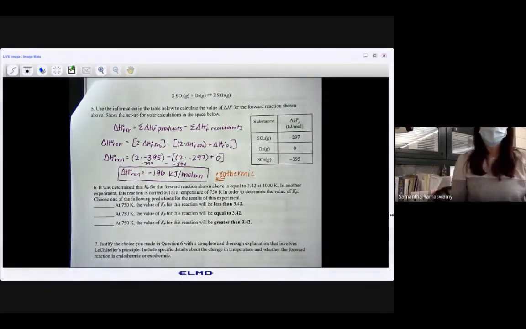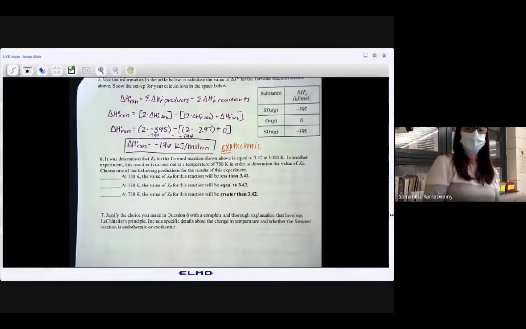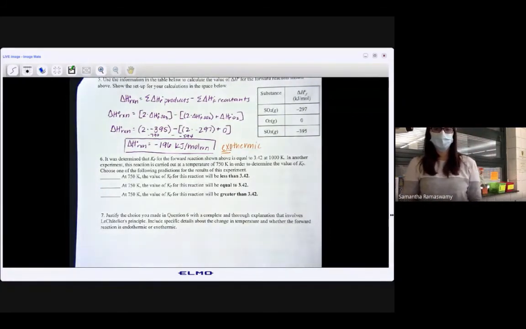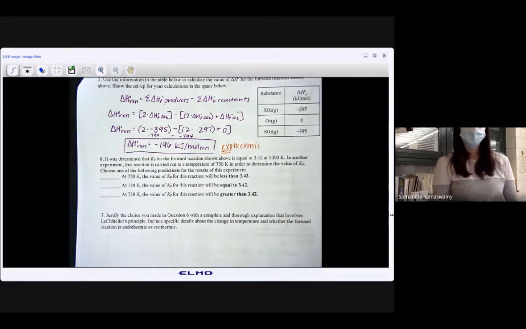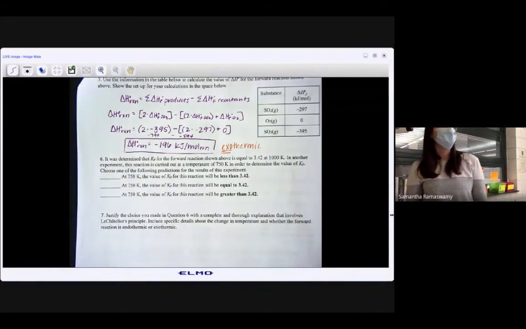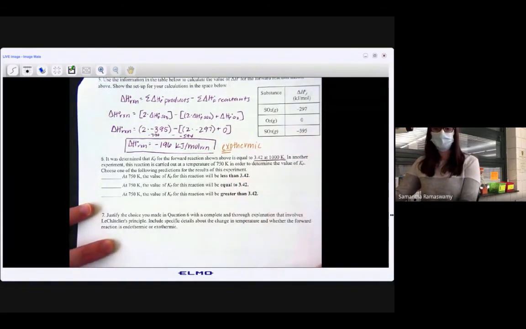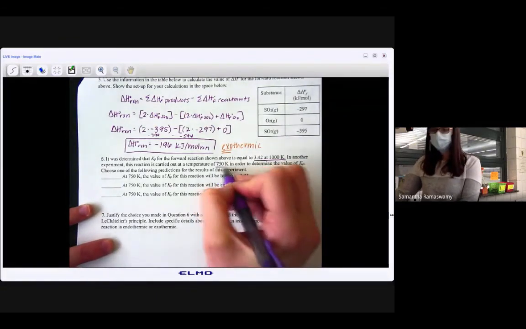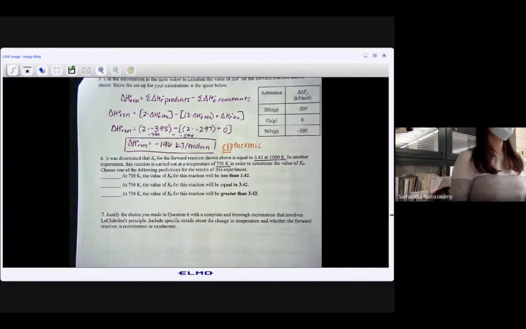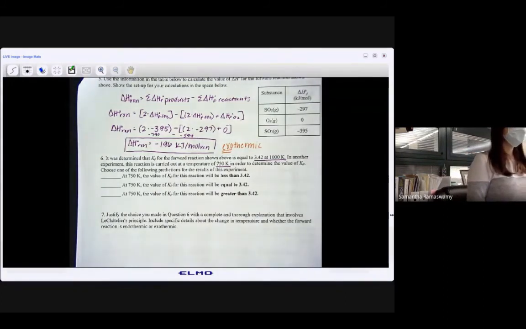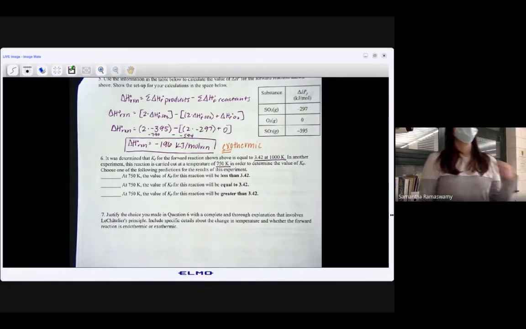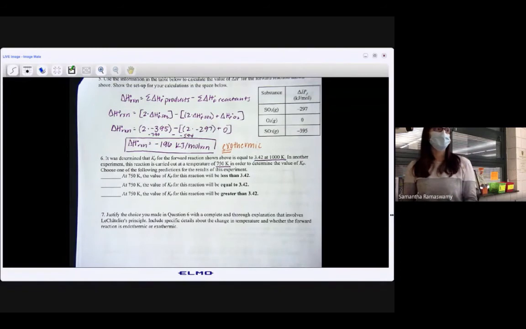Now, number 6, it was determined that Kp for the forward reaction is equal to 3.42. In another experiment, the reaction is carried out at a temperature of 750 in order to determine the value of Kp. Choose one of the following predictions for the results of this experiment. So notice what we're changing here. Here's Kp at 1,000 Kelvin. Now we're changing temperature. Remember, the only thing that affects K is temperature. This is why we needed to know if it was exo or endothermic.